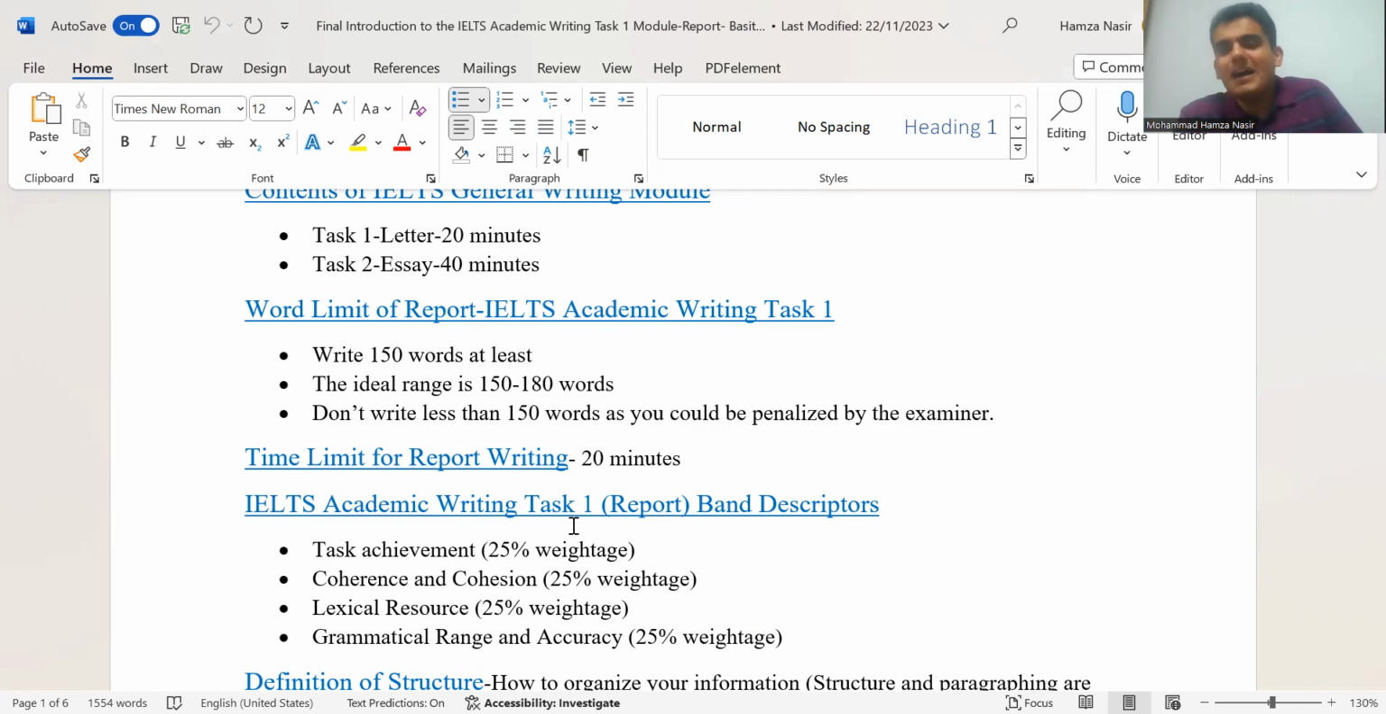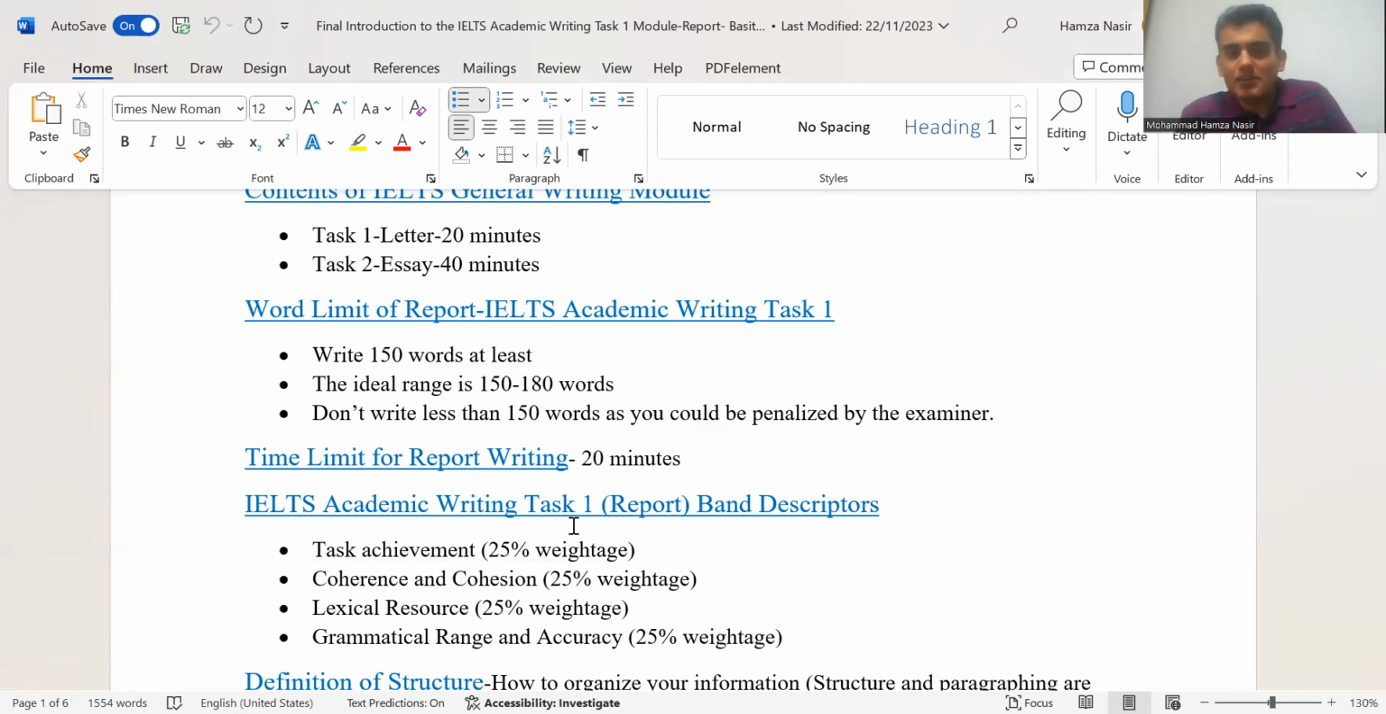So moving on, we talk about the band descriptors for a report. As we know, band descriptors are those parameters upon the basis of which we are being evaluated. Okay, so what is the examiner looking for? First of all, is looking for task achievement. That is, have we answered the question? Have we addressed the need of the question? Okay, so that is 25% weightage.